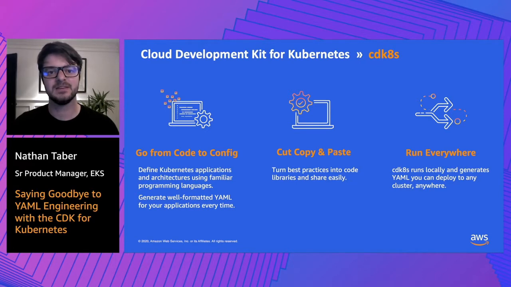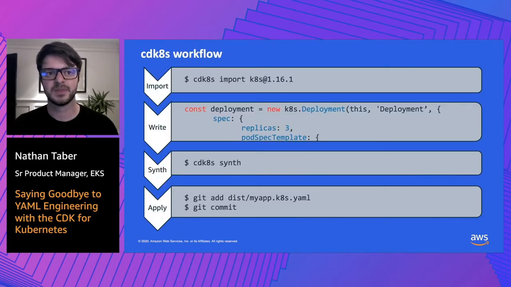Okay, let's see a little bit more about how this works. To use CDKs, there's a few simple steps. First, using our CLI, import the Kubernetes version that matches your cluster. You can also import any CRDs. Next, use the language that you prefer. Today, we support JavaScript, TypeScript, Python, and we have more languages on the way.